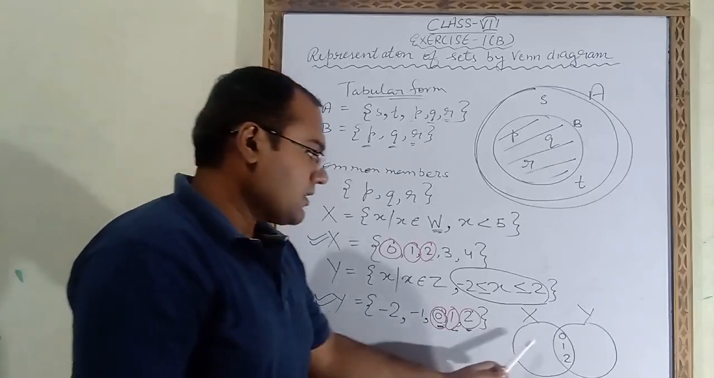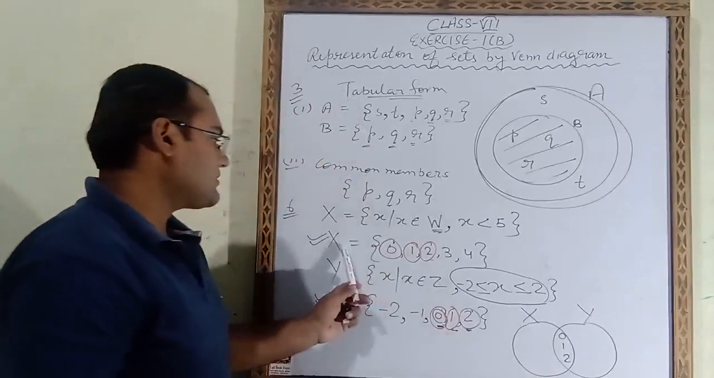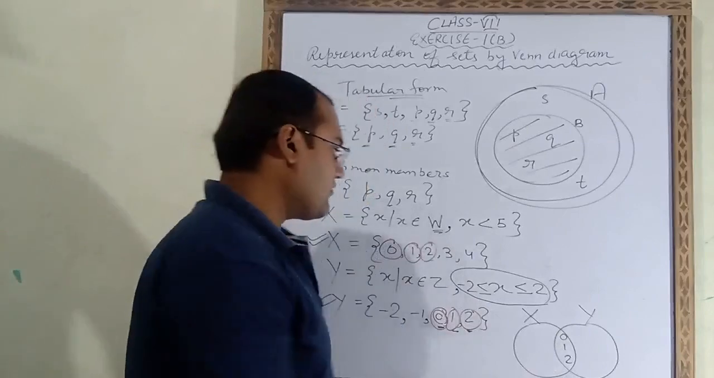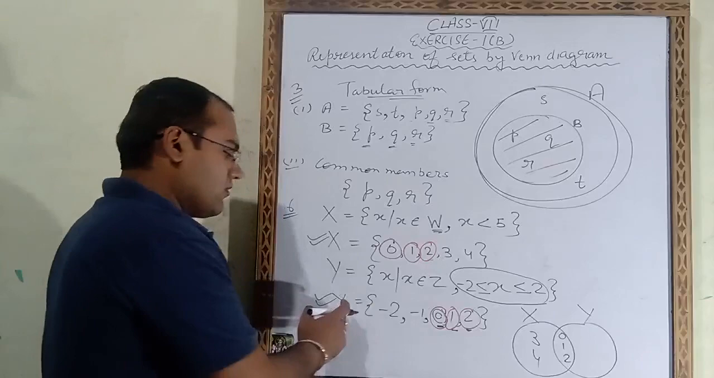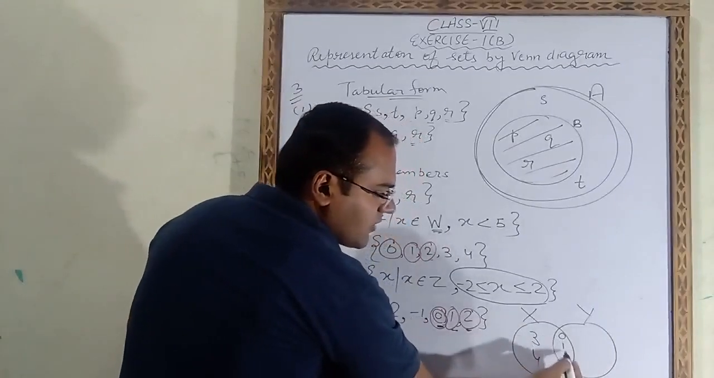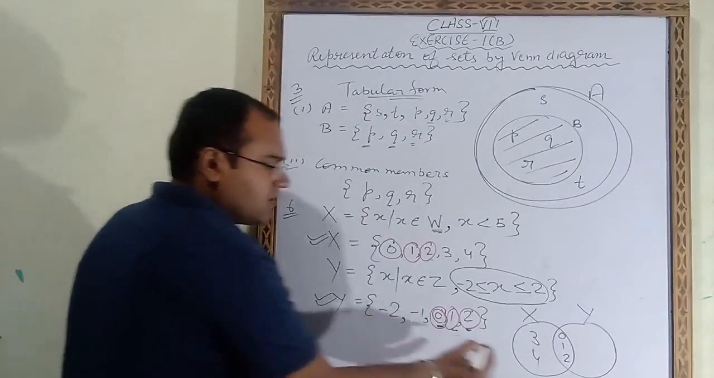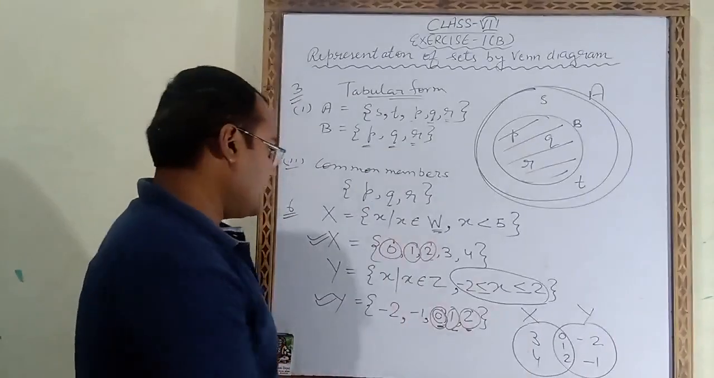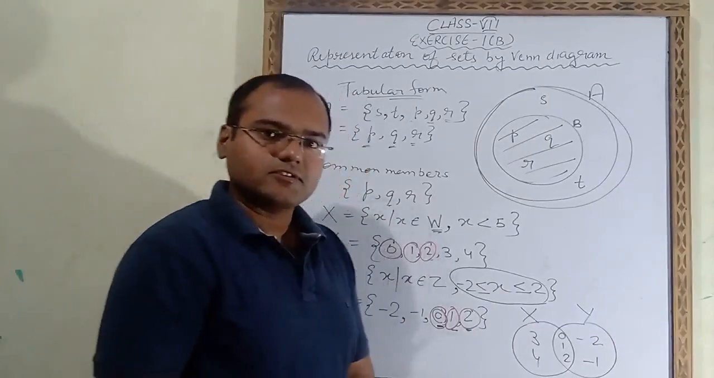Now next step, the remaining numbers of X we have to fill here. In X, 0, 1, 2, 3, 4 are there. 0, 1, 2 we had already written. Now which numbers are remaining? 3 and 4. So we have to write here 3 and 4. Now we will check for Y. In the Y circle 0, 1, 2 are already there, so no need to write these again. We have to write only minus 2 and minus 1. So this is the final solution of this question number 6. So like this you have to do question number 6.